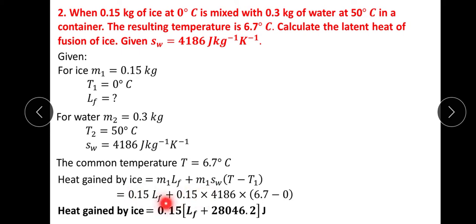0.15 is common here. So take this 0.15 outside. LF remains here. So LF plus multiply this and this, you will get this one. So this much of heat energy is the heat gained by the ice. Next, let us write the heat lost by water.